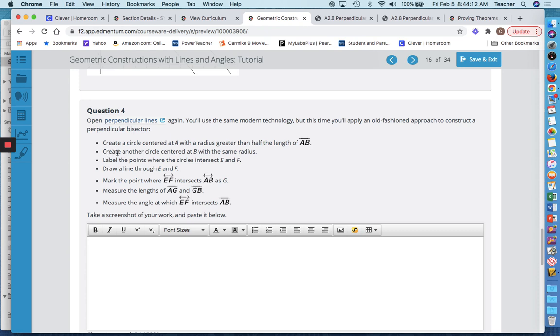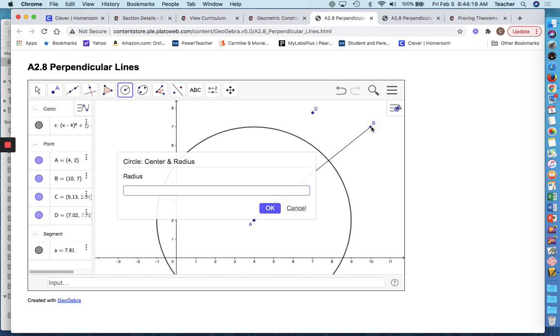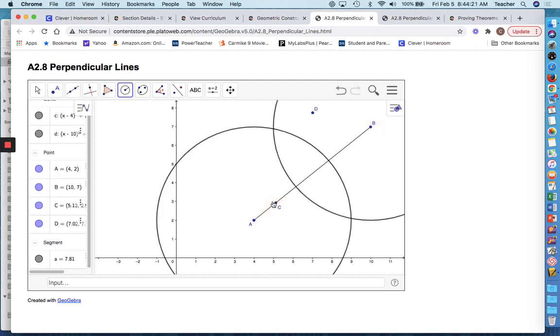All right, second, create another circle centered at B with the same radius. Okay, so I'm going to click on B, put a radius of 5, and click OK. All right, so definitely starting at B, it's more than halfway. And really what I wanted to happen is what happened. These two circles intersect twice. They intersect once above this line and once below the line.